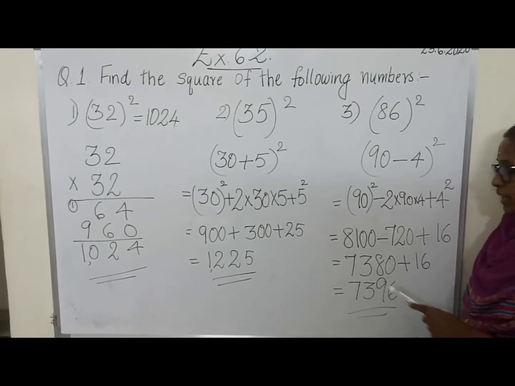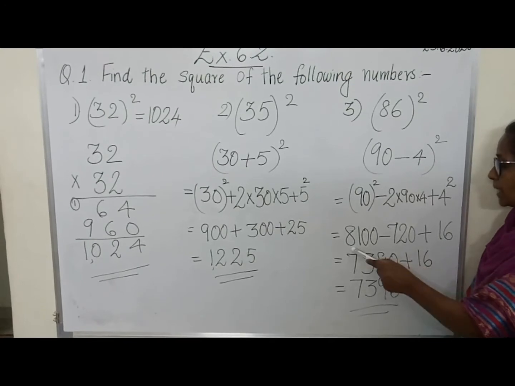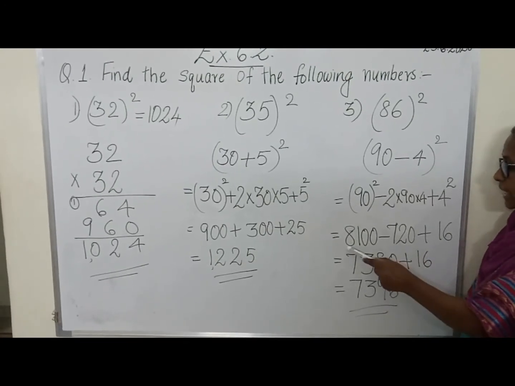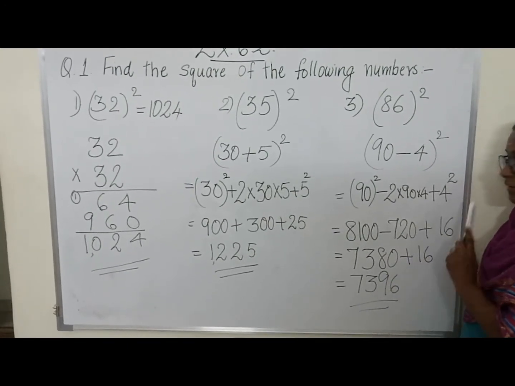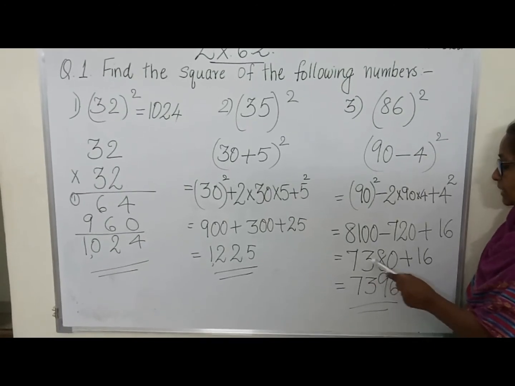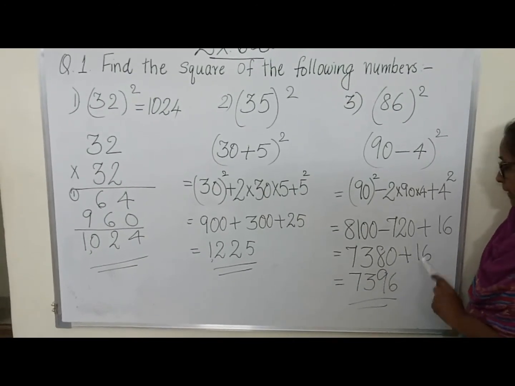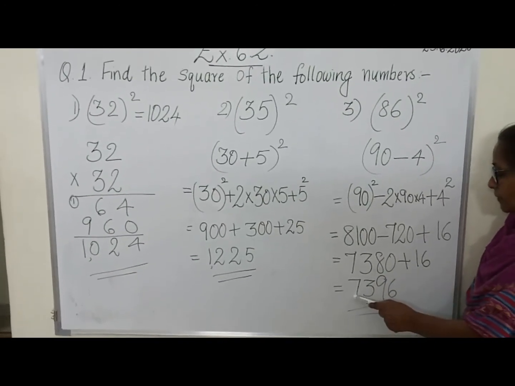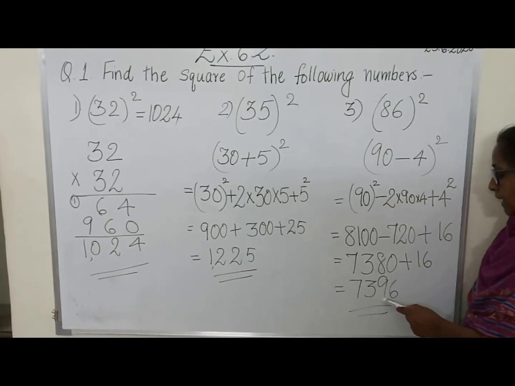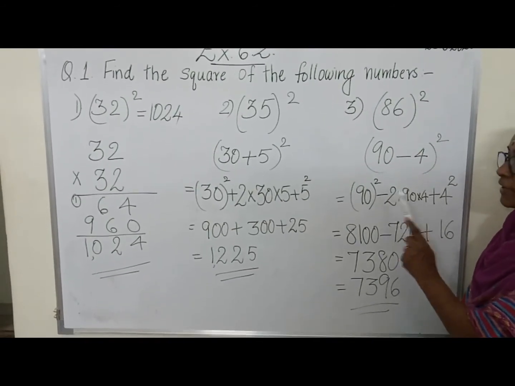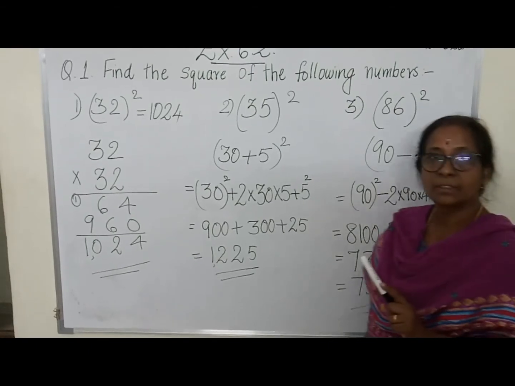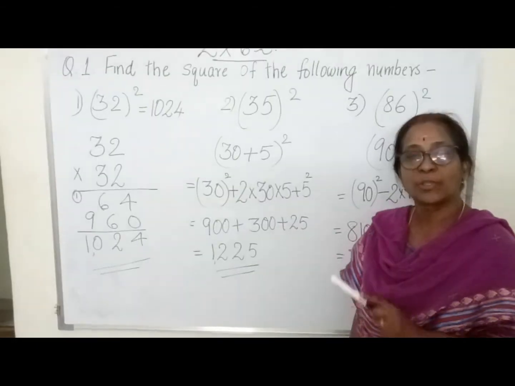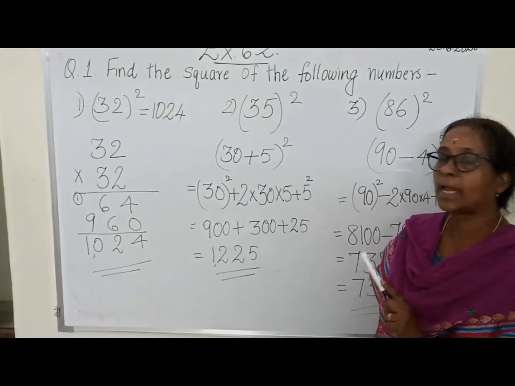So now what we have to do? These two numbers we have to subtract. 8100 minus 720, we get 7380 plus 16, which is equal to 7396. So I have given you one example of each. There are 3 more questions. You can use any method and solve it.